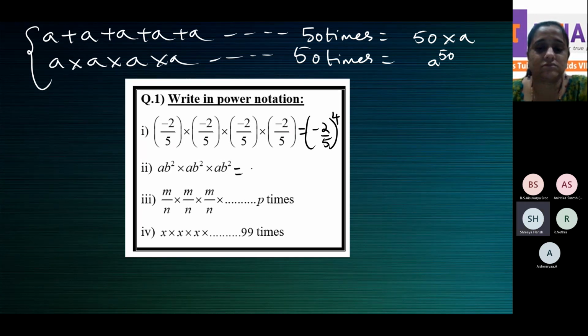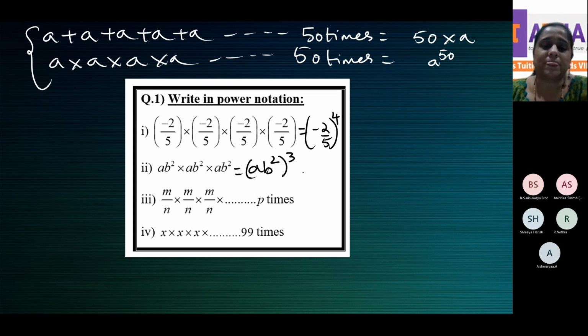Ma'am, a by b square to the power 3. Not a by b square, a into b square to the power 3. We'll leave it like this because the heading is write in power notation. a b square is the base, raised to the power 3. Next one, children.